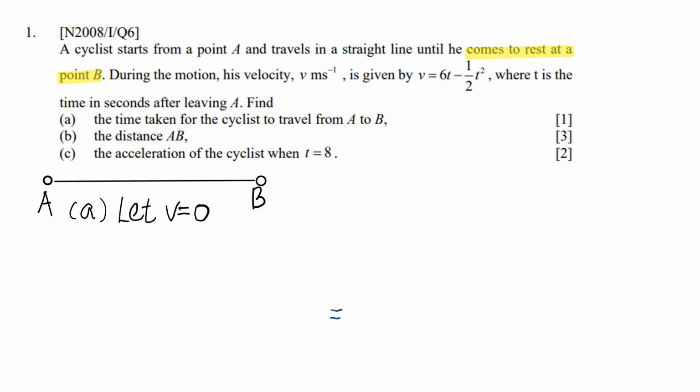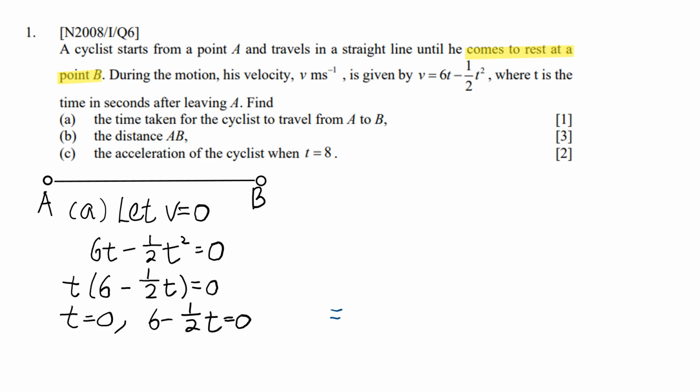So we're going to let 6t minus half t squared equal 0, and you can factorize t out. So t can be 0, or 6 minus half t equals 0. From there, you can get t equals 12. t equals 0 is when it is at point A. Therefore, the time taken for the cyclist to travel from A to B will be 12 seconds.